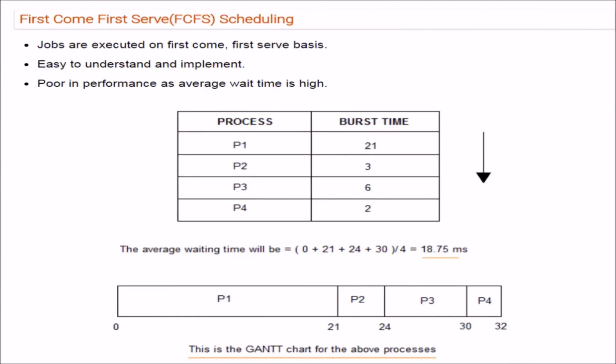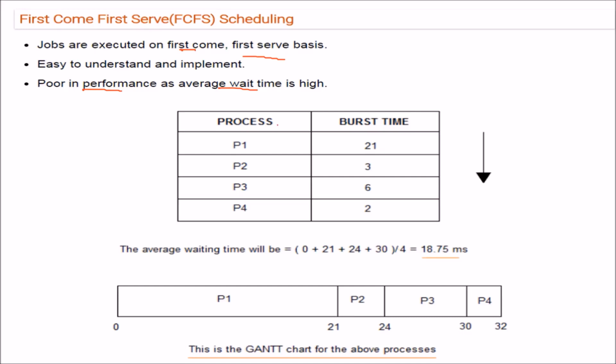First come first serve, or FCFS scheduling, is where jobs are executed on a first come, first serve basis. It means the job which has come first will be served first. The job which has come after it will be served after that. This is quite easy to understand and implement, so no complex logic is involved, but the performance is poor because the average waiting time may be quite long.